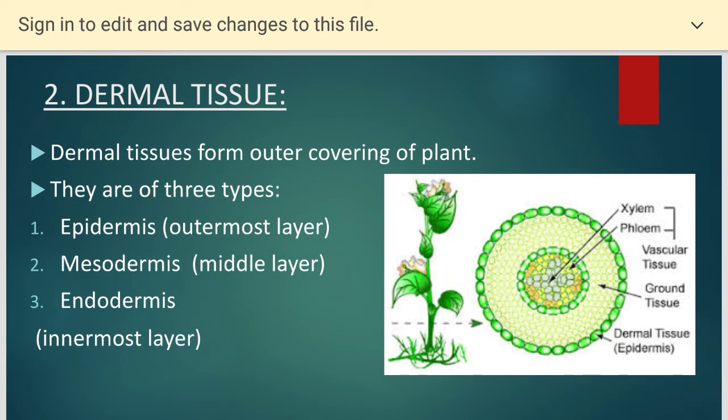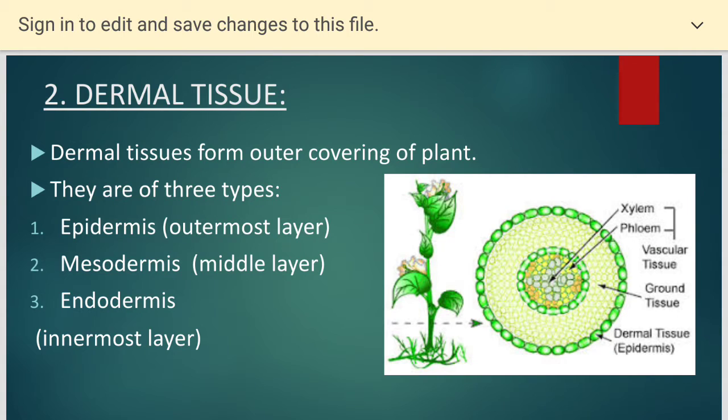The second type of the plant tissue is dermal tissue. Now what is dermal tissue? Dermal tissue is the outer covering of a plant. That means it protects the plant from the outer side and also from the attack of various things, and after a long time it forms bark. You must have observed the dead portion on the plants. That is called dermal tissue.